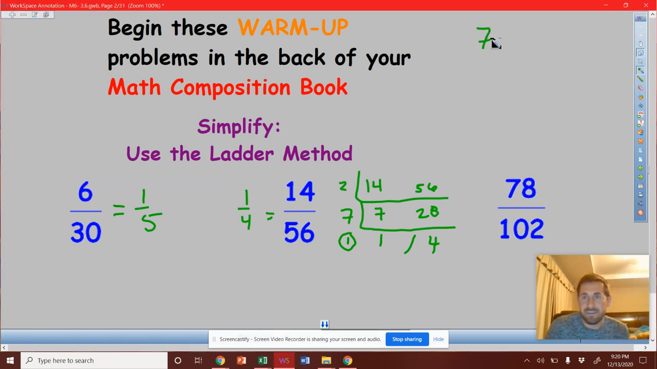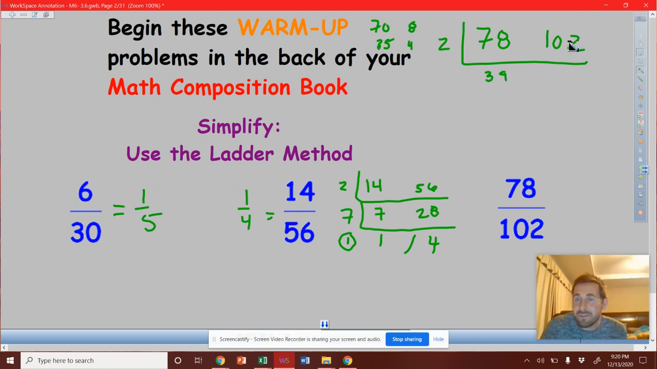So 78 and 102, both even numbers, so I know where I'm starting. I'm starting with the 2. How many 2's go into 78? Break it up into a 70 and an 8. 35 2's go into 70, and 4 2's go into 8. So 35 plus 4 is 39. I can do the same thing with 102. Like how many 2's go into 100 and how many 2's go into 2. So you're going to get 51. Okay, this is a little challenging.